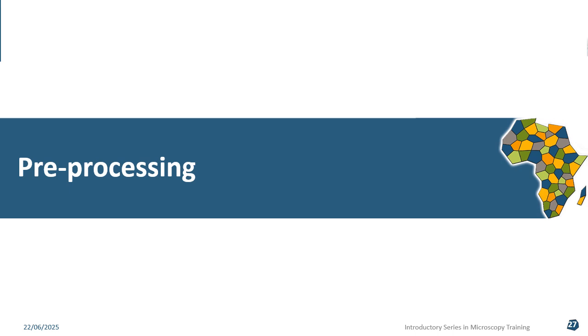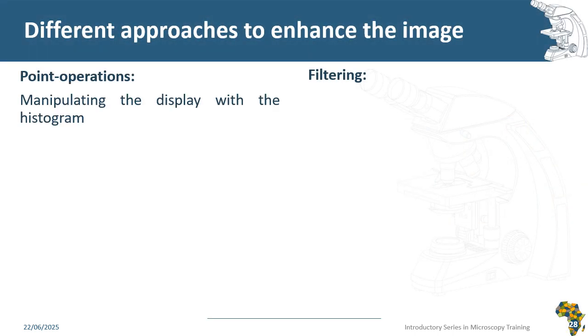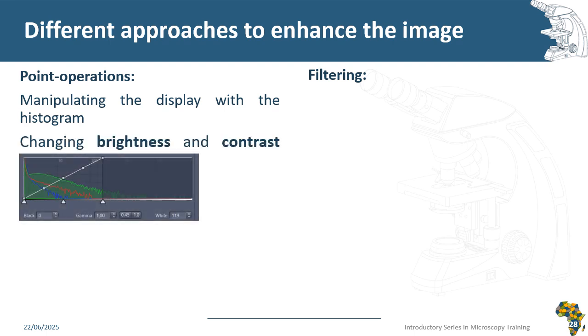So just a few words about the two kinds of approaches to enhance your image. The first one is called point operation. You are manipulating the histogram and the values directly, regardless of where they are in the image. You are just changing them depending on their intensity. So you are going to change the brightness and contrast, and this is a linear way to do it.